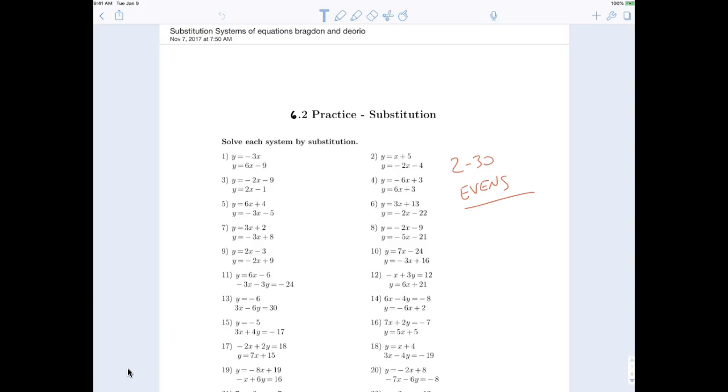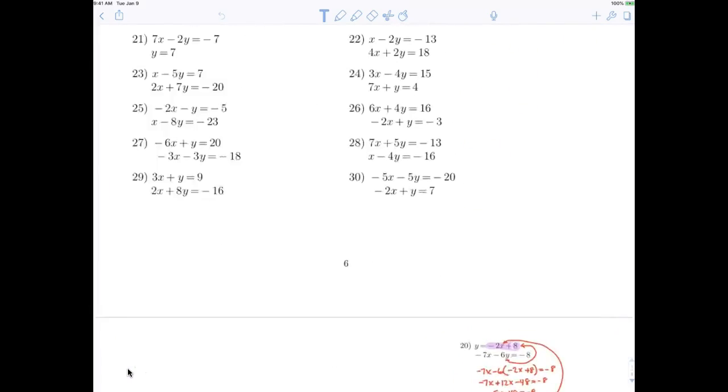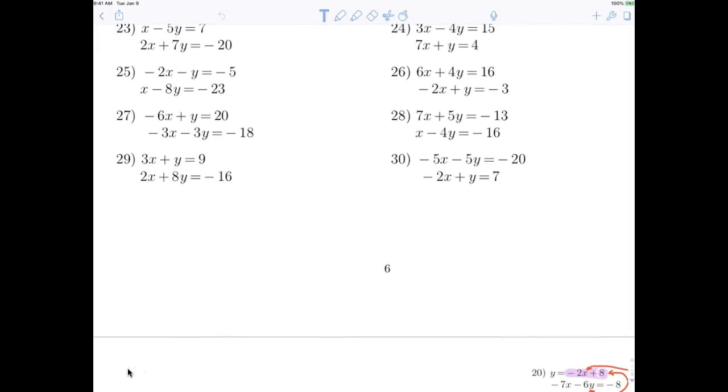All right. Now, again, we're going to handle those a little bit different, but today specifically, which one did you want me to look at? 27 and 29? Yeah. Let's do that. Let's look at 27 and 29 real quick.